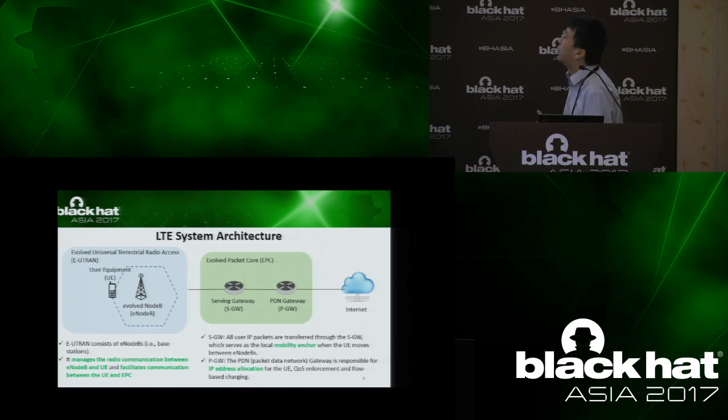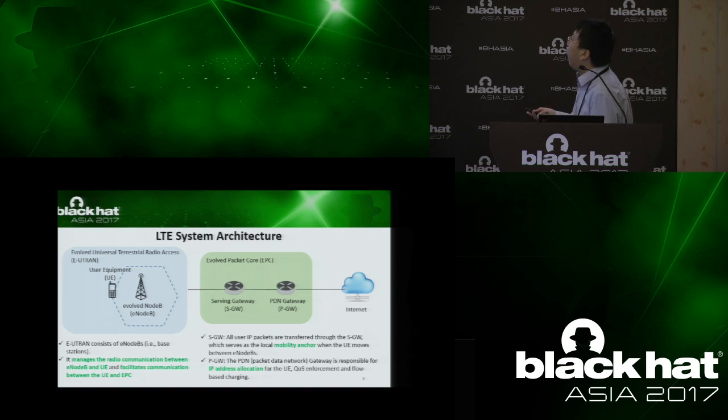Here I highlight two gateways. The first one is called SGW, the serving gateway, and it serves as a mobility anchor, which means if the mobile device moves from one base station to another, the communication still needs to be maintained. So basically the SGW does this kind of thing.